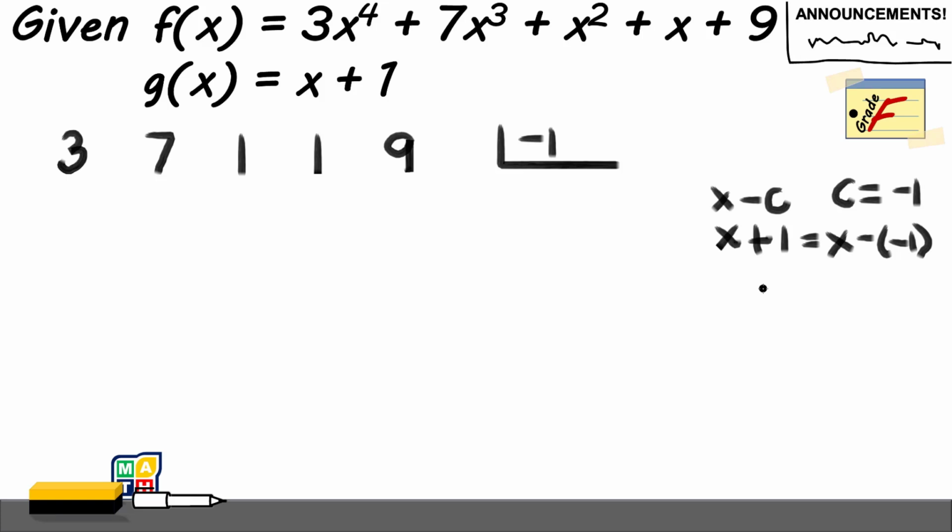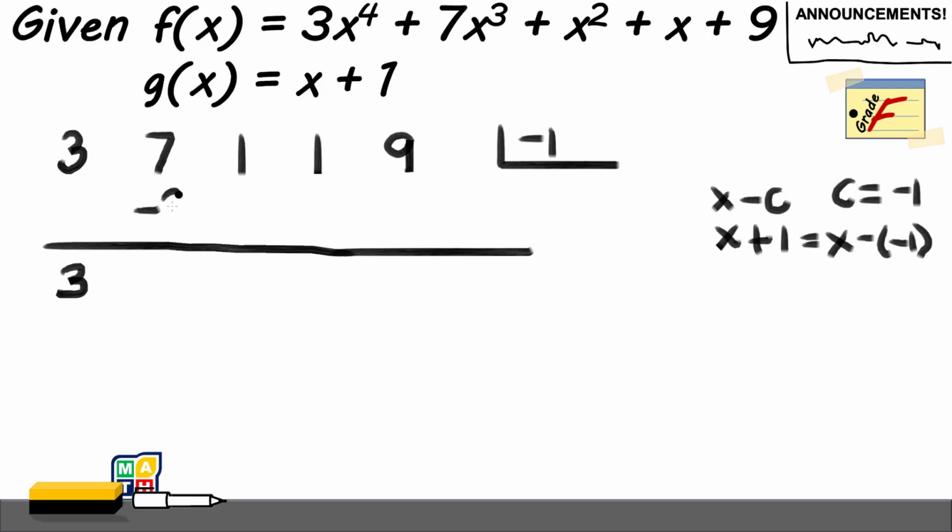Now, the two conditions have been met. Let us now come up with the process of synthetic division. The first step is to bring down the first coefficient. You have here 3. Next, multiply it with your c. So 3 times negative 1, I have here negative 3. The next thing you need to do is to add the coefficients. 7 plus negative 3, or 7 minus 3, you have positive 4. And repeat the same process. 4 times negative 1, I have here negative 4. Add them up, that's negative 3.